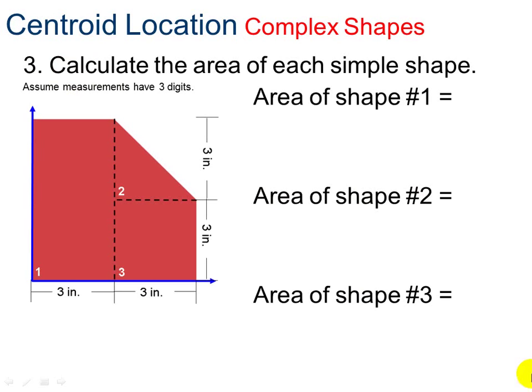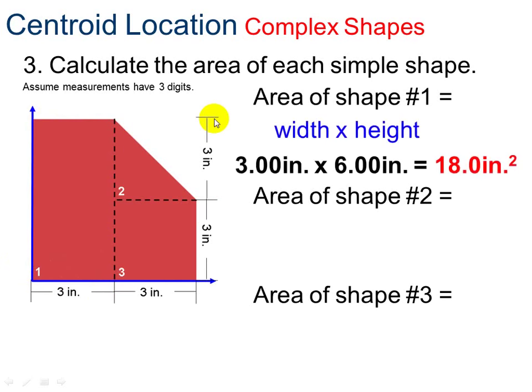Calculate the area of each simple shape. So I'm going to start here. Here's my reference point. And I'm going to calculate the area of this rectangle. That's base times height. So my base is 3 and my height is 6. So 3 times 6 is 18 inches squared.